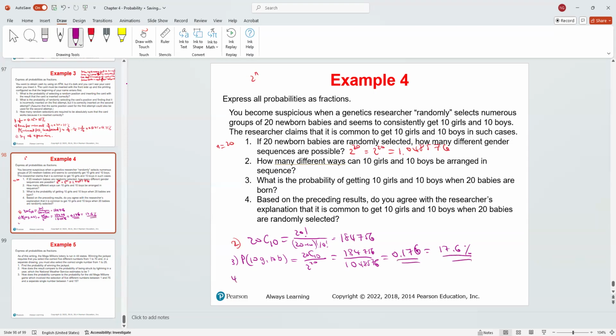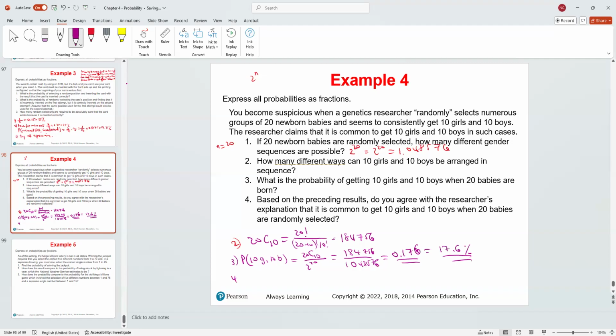So number 4: based on the preceding results, do you agree with the researchers' explanation that it is common to get 10 girls and 10 boys when 20 babies are born? Look at the percentages. What's common? The probability is only 0.176. Of course, but it is not close to 50%.